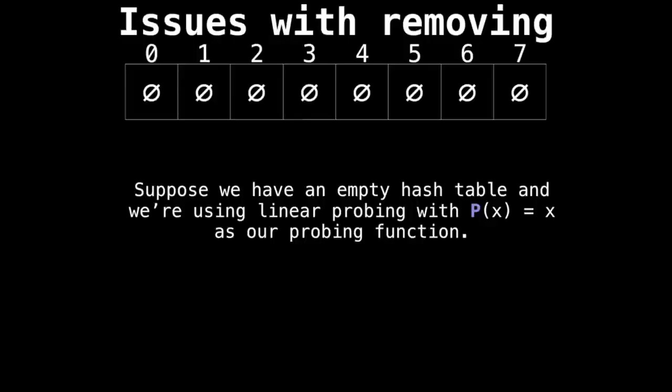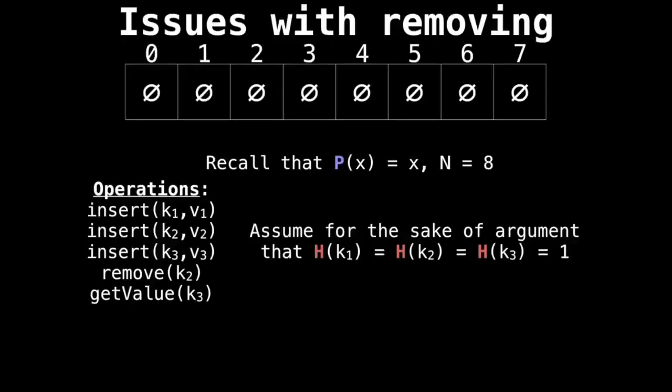So suppose that we have an originally empty hash table and we're using a linear probing function. So p of x is simply going to be equal to x. And we want to perform the following operations. We want to insert 3 keys, K1, K2, and K3, and then remove K2, and then get the value of K3 after. And for the sake of argument, let's assume that we have a hash collision between K1, K2, and K3, all equal to 1. This is a possible scenario.